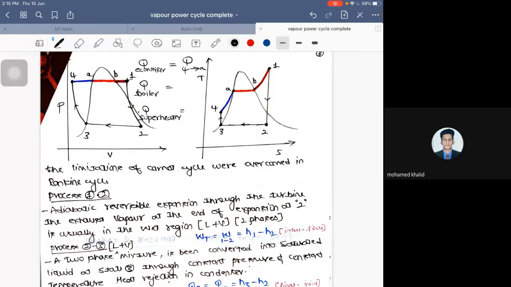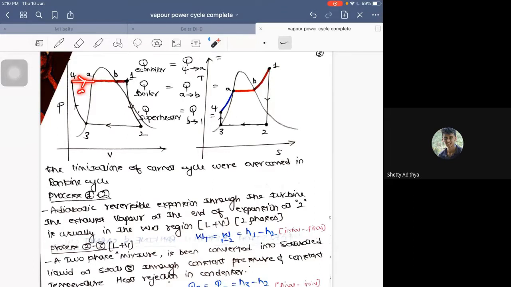Correct? Heat added in the process 4 to A. Now, Q boiler, can I write it as Q A to B? And Q superheater, can I write it as Q B to 1? Yes or no? Yes, sir. Correct? Now, see this beauty. After this, what happens now? Now, I want to calculate the Q heat added in the economizer. That is from just 4 to A.